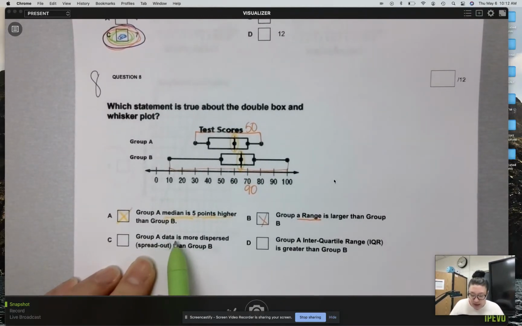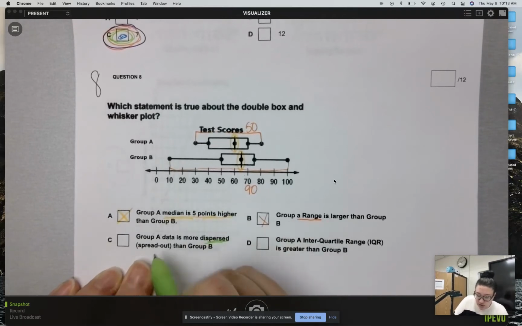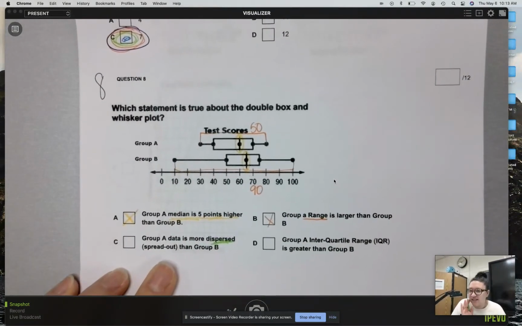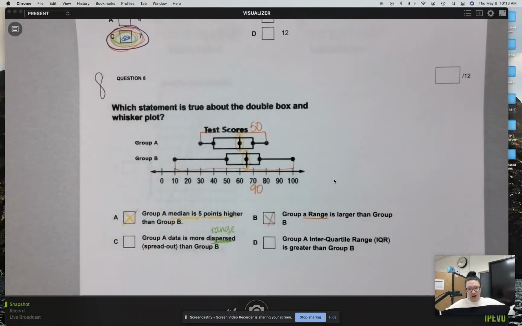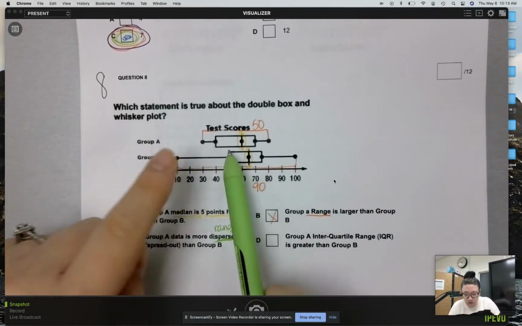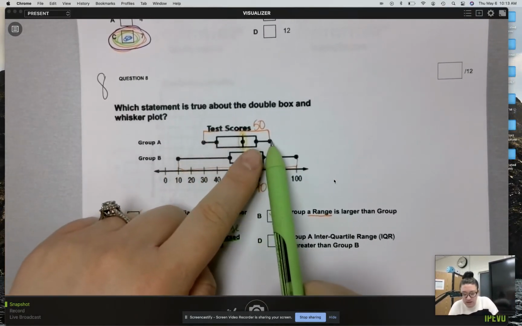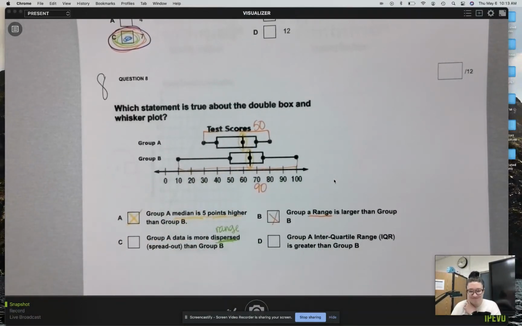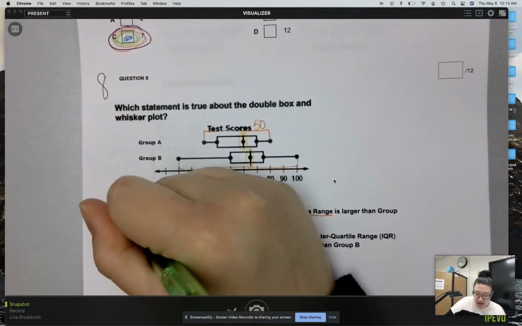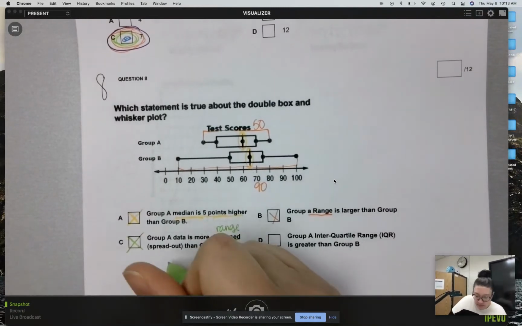C says the Group A data is more dispersed, more spread out than Group B. That's kind of like looking at the range again. How spread out is my data? Are my sections big or are my sections small? Are Group A's sections bigger than Group B's sections? Group B is more spread out. Its sections are bigger.